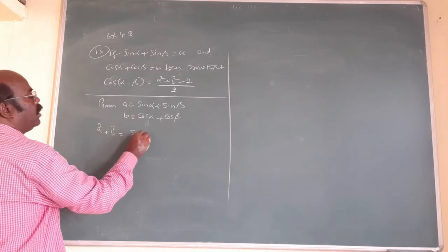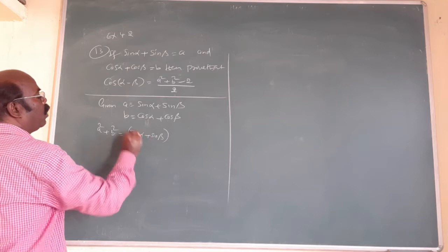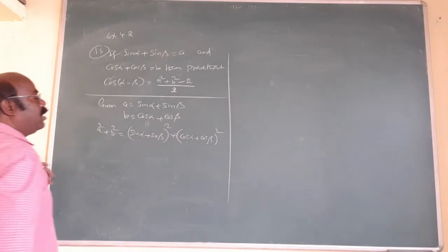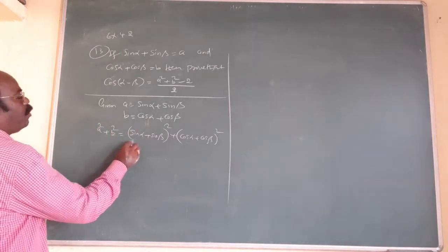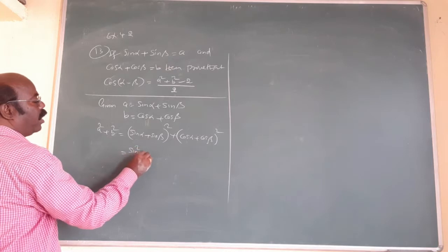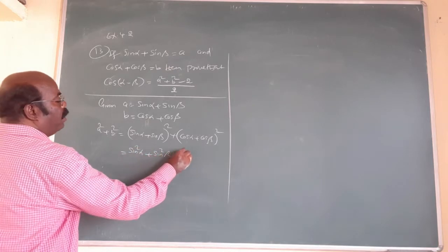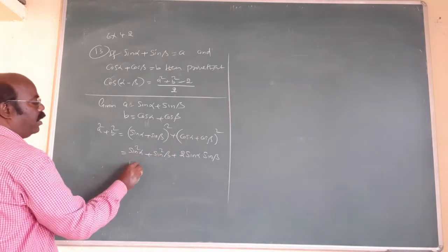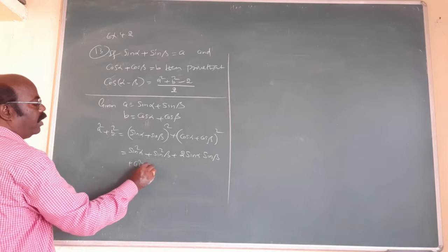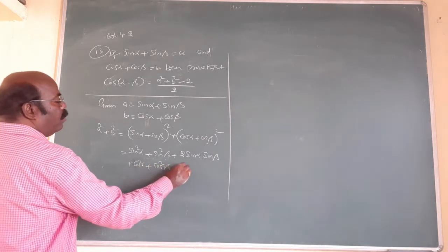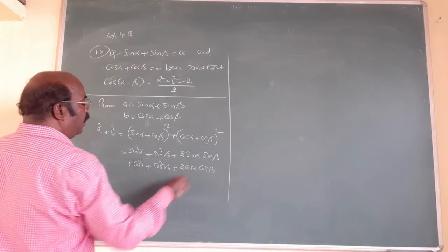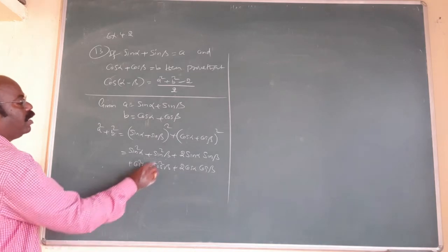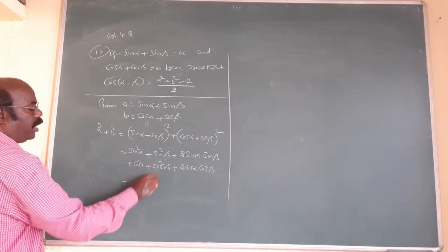The first one is what? Sin alpha plus sin beta whole square. Next one is what? Cos alpha plus cos beta whole square. That's squaring and adding. Now it is of the form A plus B whole square. What is the formula? A square plus B square plus 2 into A into B. Am I right? Here, sin square alpha plus cos square alpha is 1. Sin square beta plus cos square beta is also 1.